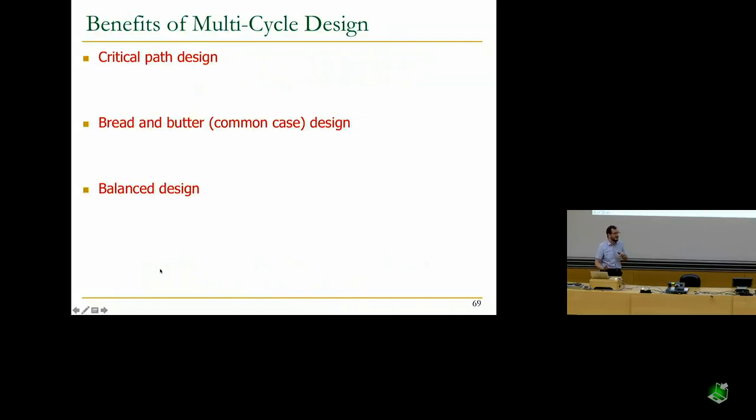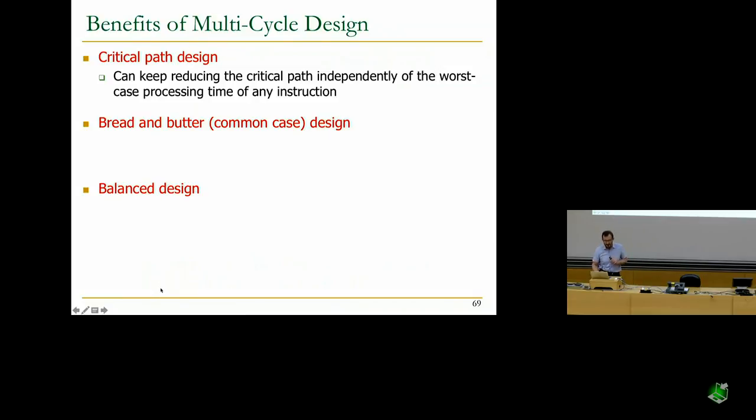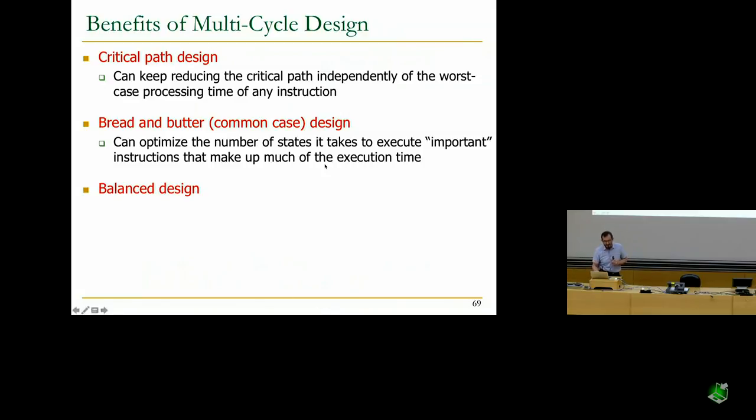So let's evaluate this high-level idea based on the three principles that we just discussed. In terms of critical path design, this is beautiful because now you can keep reducing the critical path independently of the worst-case processing time of any instruction. It's not dependent on the instruction. You can say, I'm going to have a 1 terahertz machine, and you're going to divide the instruction execution into these 1 over 1 terahertz chunks. Bread and butter design: now you can optimize the number of states it takes to execute important instructions.